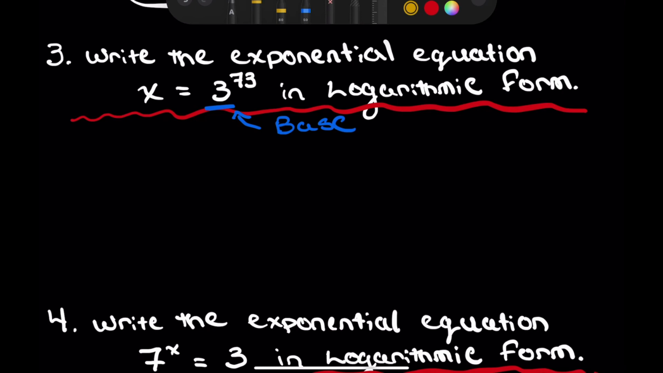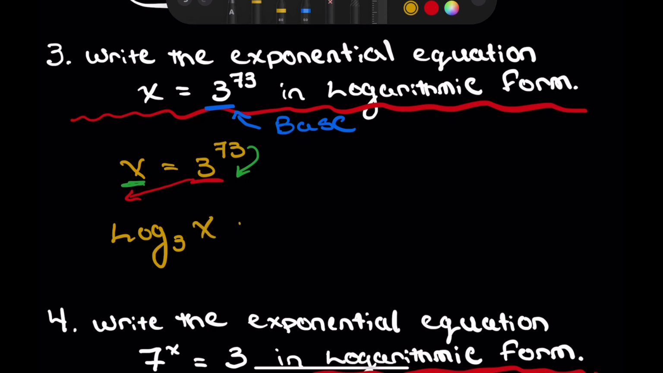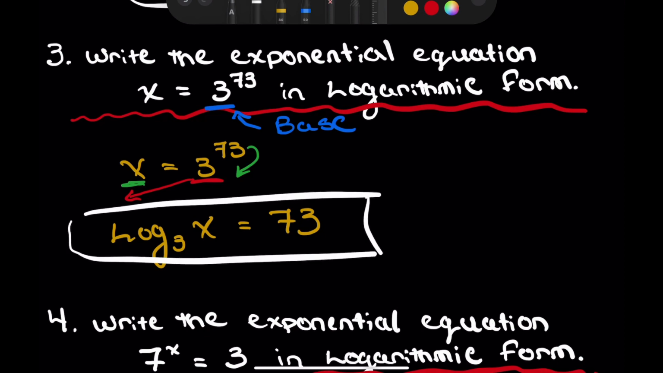Now if we rewrite that same equation, x is equal to 3 to the 73, and do that same shift, the 3 shifts down to the base of our log, the x stays out in front of the log, and the 73 shifts down from the exponent. So now our equation becomes log base 3, because it shifted to the base, of x, which is staying out front, is equal to 73, which shifted down from the exponent. And that's our final solution. It's just a matter of shifting these numbers back and forth when you're dealing with the conversion.